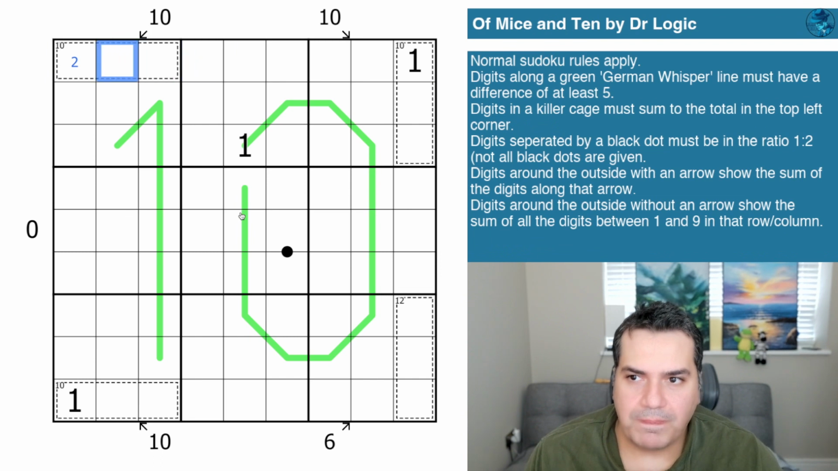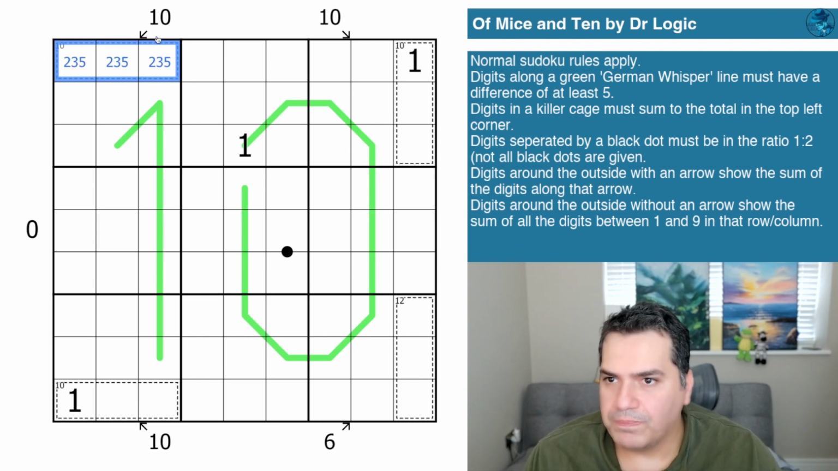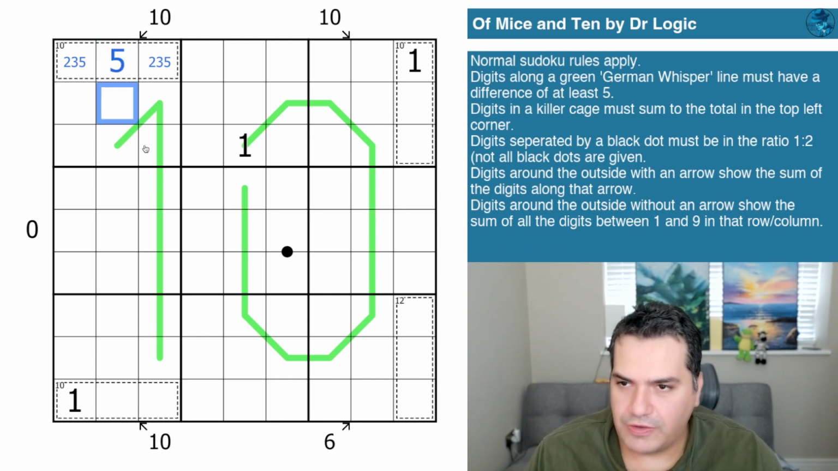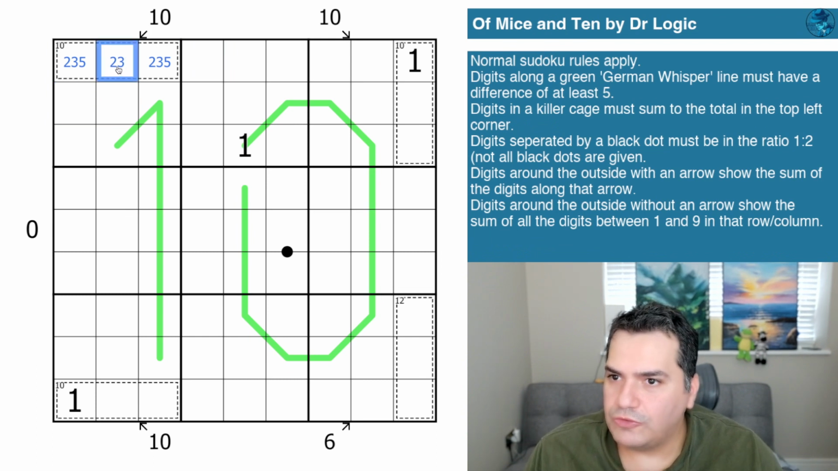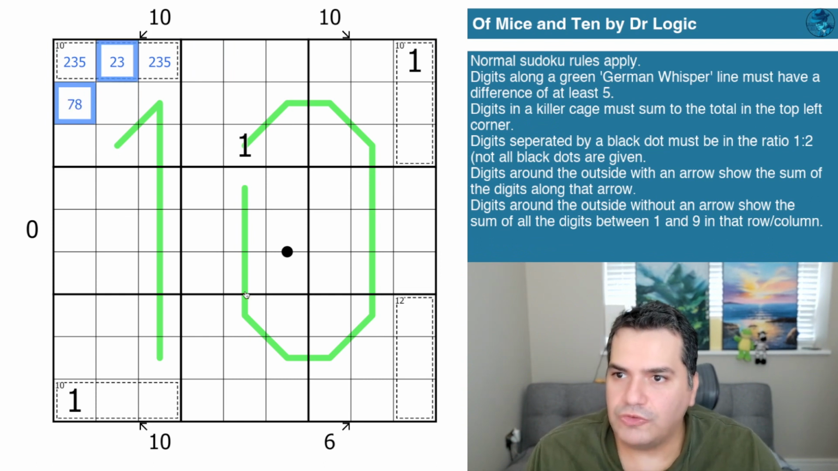an 8. 1, 7 is not available. 2, 8 is not available. The only remaining digits that are available are 3, 5. So this is a 2, 3, 5 cage. Notice this 10 tells us this is not the 5. Otherwise you would have had to have 5 and 5 in here to get to 10. That clearly doesn't work. So we have 2, 3, no 5s, and therefore we have 8 and 7. 8 and 7 pencil mark to allow us to get to 10.